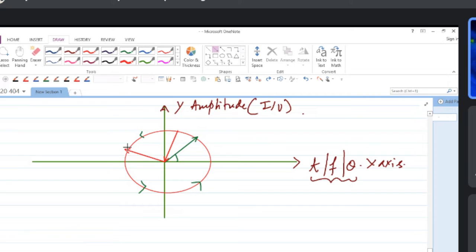So now, here, F is equal to 1 by T. Now let us define certain things here. Let us try to understand the relations between theta, time, and frequency. This is very important for you to understand.